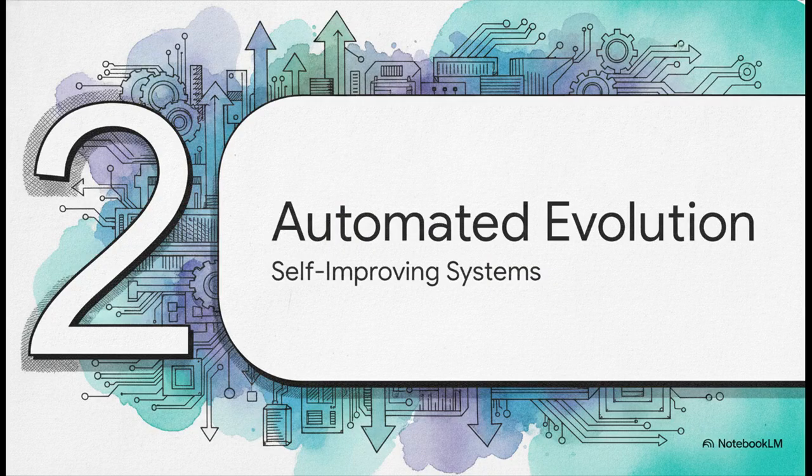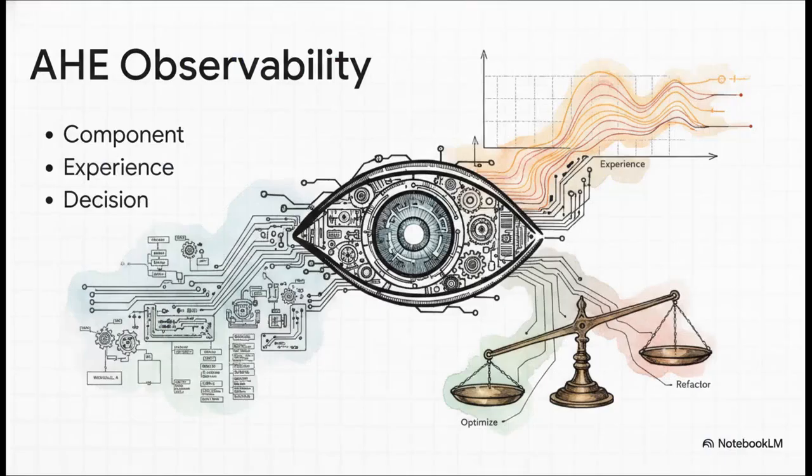Moving right along to Section 2, Automated Harness Evolution. Which brings us to Agentic Harness Engineering, or AHE for short. AHE is an open observability system designed to automatically evolve harness components, things like system prompts, tool descriptions, and middleware, all while keeping the base model entirely fixed.